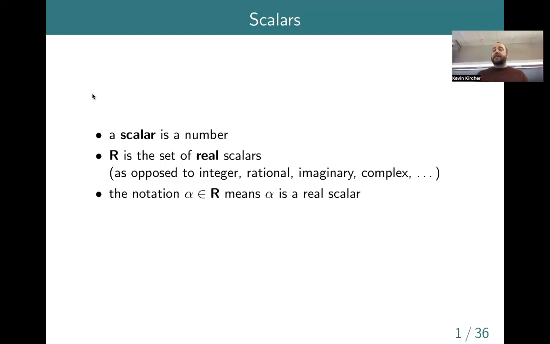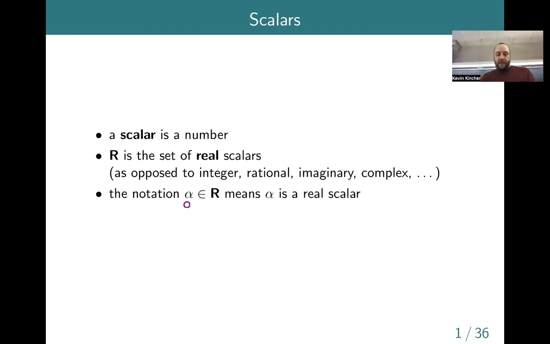Okay, so starting from the very basics, I hope this is all familiar to everybody. A scalar is just a number, right? It's like a one-dimensional thing. And the set capital R here, I will use that to denote the set of all real scalars. So real means, roughly speaking, something you can represent in decimal form, with any number of decimals, possibly an infinite number. And real here is by contrast to integers, like -7 or 0 or 23, rational numbers, which is p over q, where p and q are both integers, or imaginary or complex numbers.